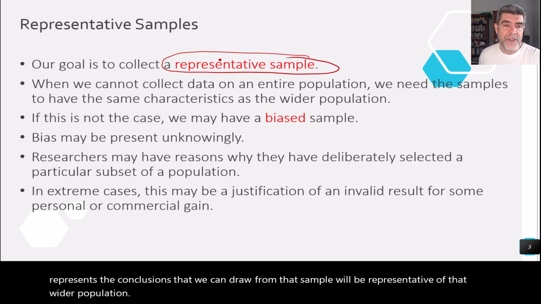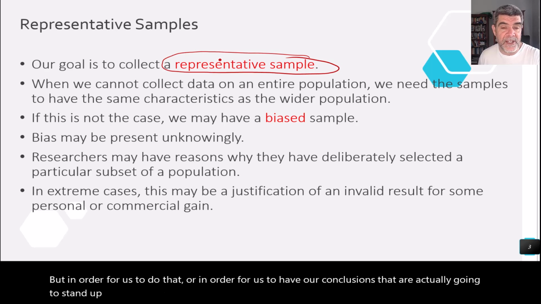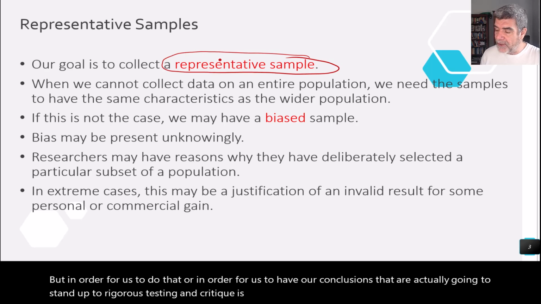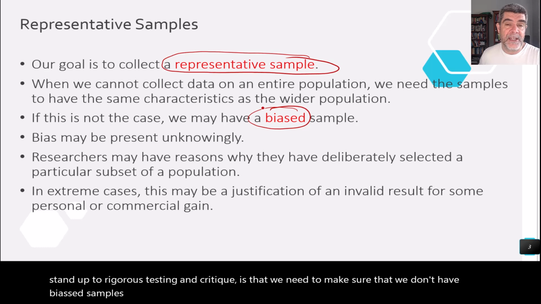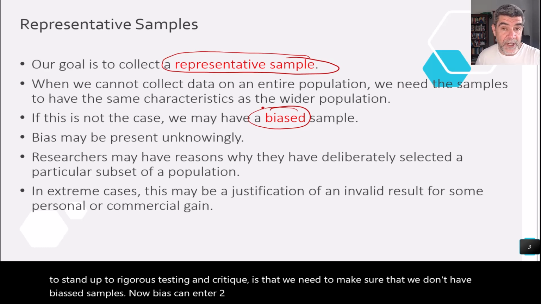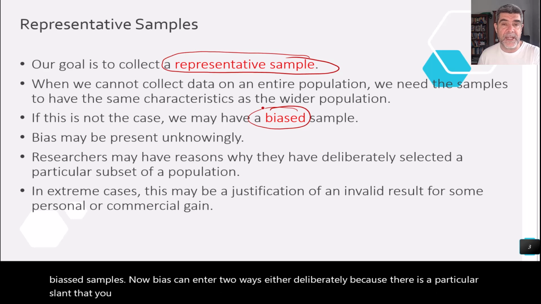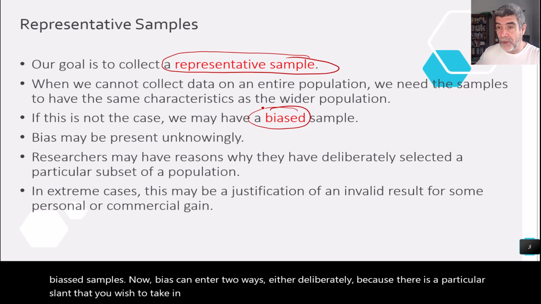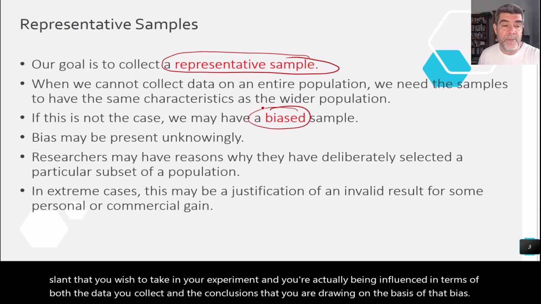But in order for us to have our conclusions actually stand up to rigorous testing and critique, we need to make sure that we don't have biased samples. Now, bias can enter two ways, either deliberately because there is a particular slant that you wish to take in your experiment and you're actually being influenced in terms of both the data you collect and the conclusions that you are drawing on the basis of that bias, or sometimes it can be unknowing.